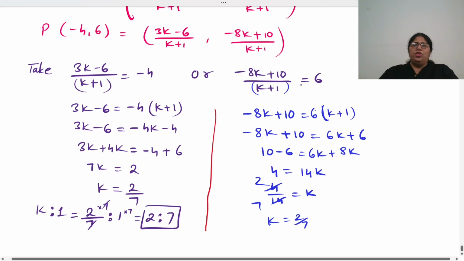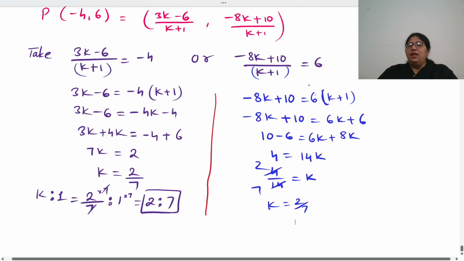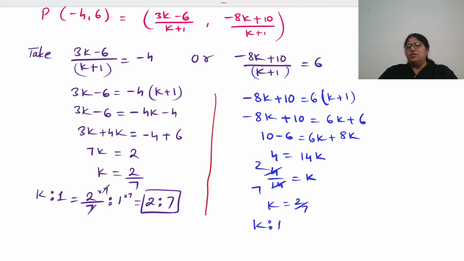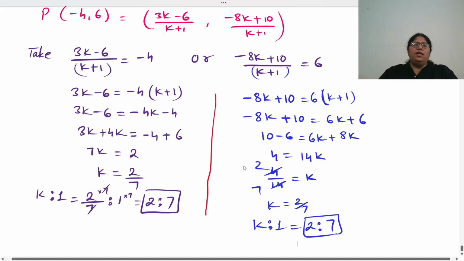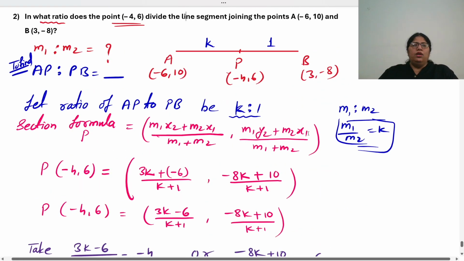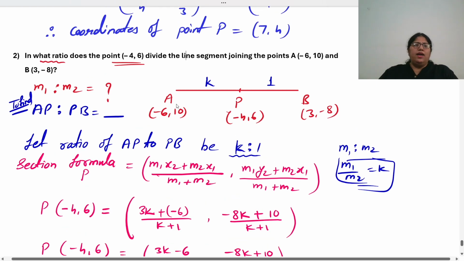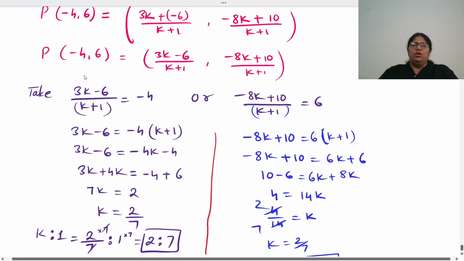Remember one more thing to verify your answer. In case you are getting this ratio as a negative value, then you need to cross-check your calculation, because again the ratio can never be negative. So at what ratio is point P dividing AB? There it is dividing in the ratio 2:7.